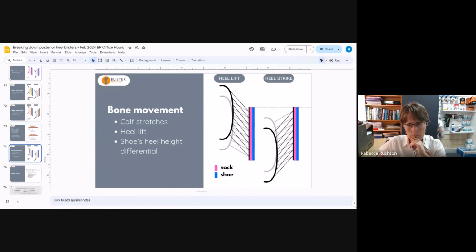Obviously, if the heel bone doesn't have to move up or down as far, then shear deformation magnitudes will be lower. And this is why potentially calf stretches and things like heel lifts and heel height differential on the shoe may be relevant. I can't say that I've noticed a correlation between people that have big trouble with posterior heel blisters and people that are tight in the calf muscle, but you can see the theory here.